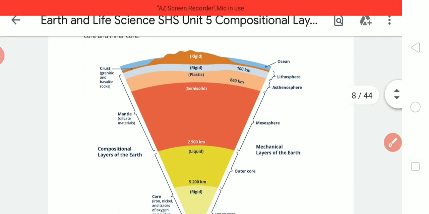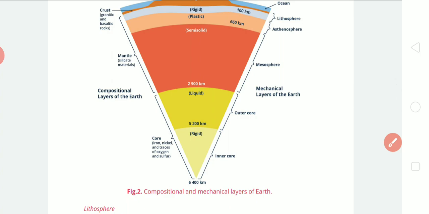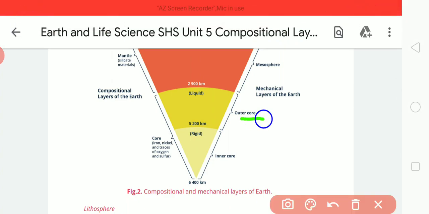The next one is the outer core. The outer core has a liquid physical state. For the inner core, it has a rigid state, so that means it is made up of purely solid iron materials, nickel materials, and other traces of oxygen and sulfur. So that is the main difference between the compositional layers of the earth and the mechanical layers of the earth.